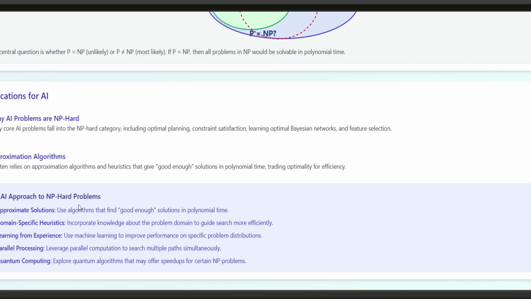So overall, the P versus NP question is not just a theoretical puzzle. It is one of those questions that sits at the core of what's possible, especially in AI, where we are constantly working with problems that are hard to solve. And until we know the answer, we have to keep relying on smart approximations, heuristics, and all the tools we have to handle these problems in a reasonable amount of time.